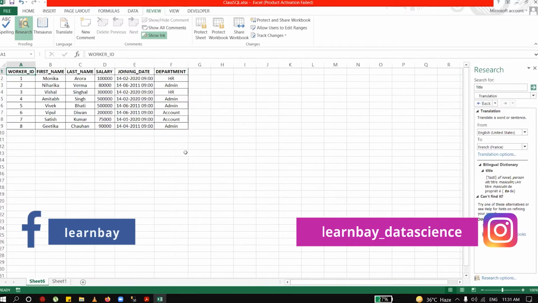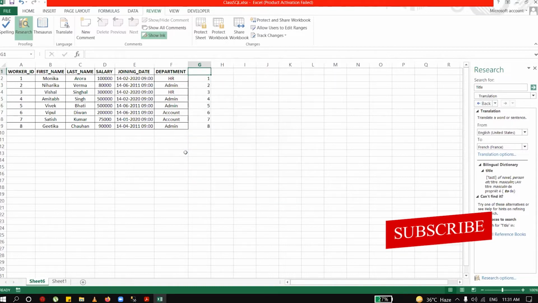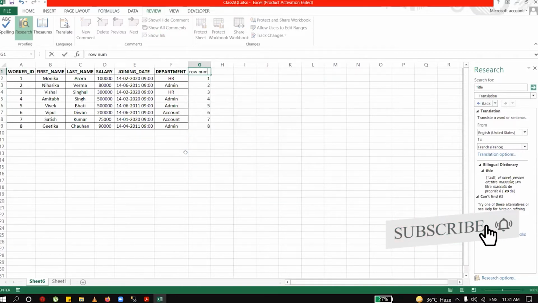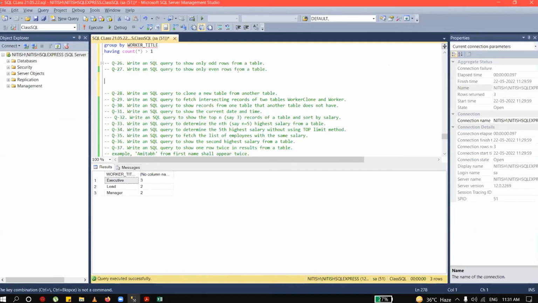So I'm looking to add a row number here. The row number will be given like this. After the row number is added, I try to read either even numbers or odd numbers. Then you will be able to fetch even and odd number of records from here. To add the row number, we make use of the window function. One of the window functions we have here is row number.